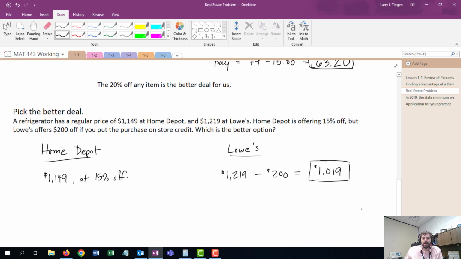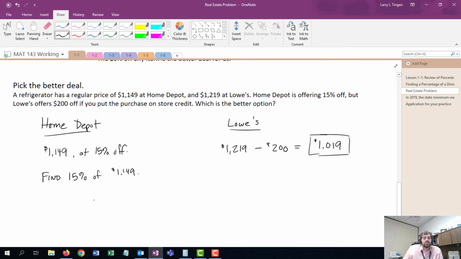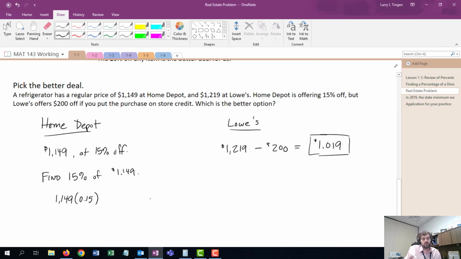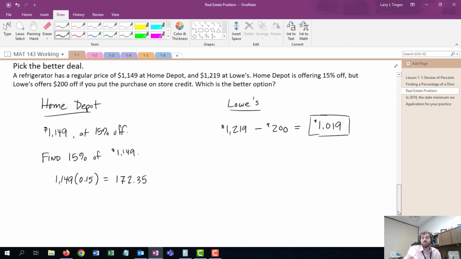Just like the last problem, I've got to do some math here. I've got to do the calculation. So find 15% of 1,149, and then I'm going to subtract it from 1,149. So 1,149 times 0.15 is what? I always like bringing it up on the screen so you see exactly what I do. 0.15. 172.35. So that's the discount.